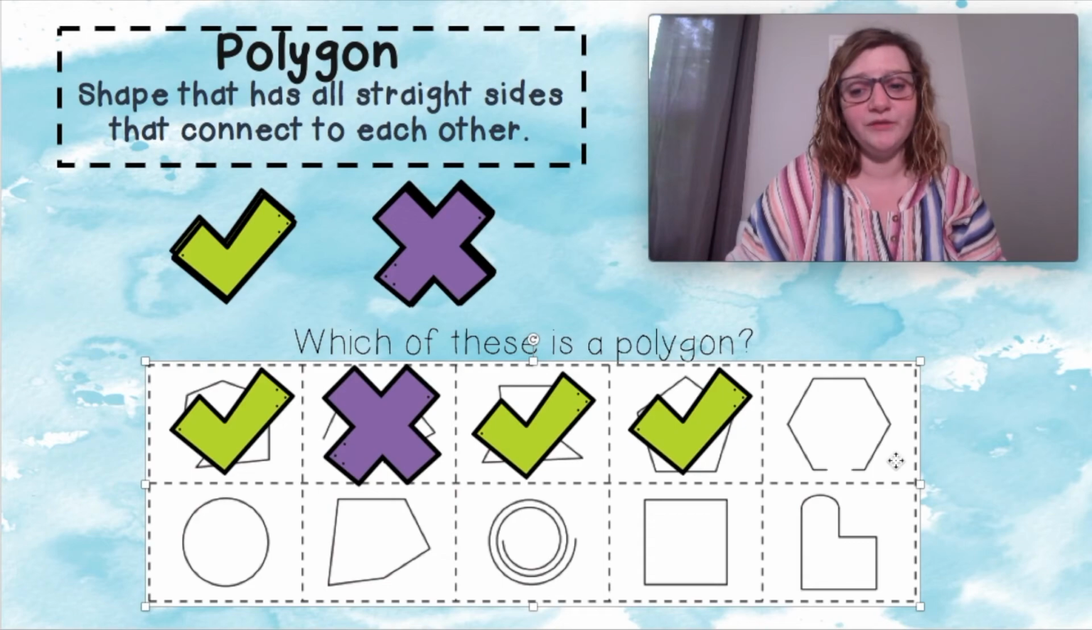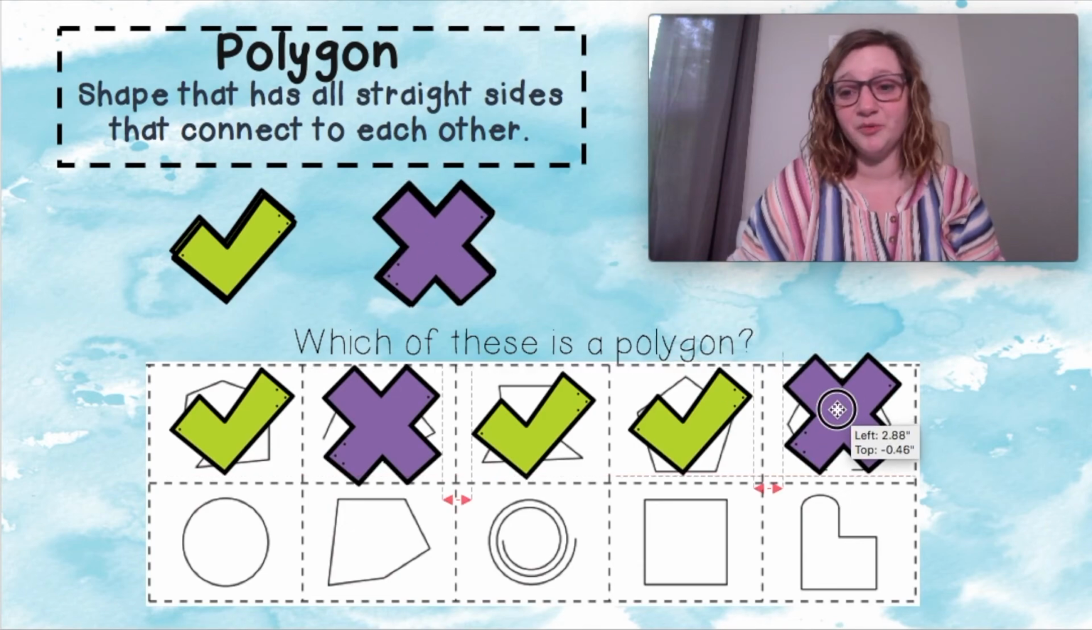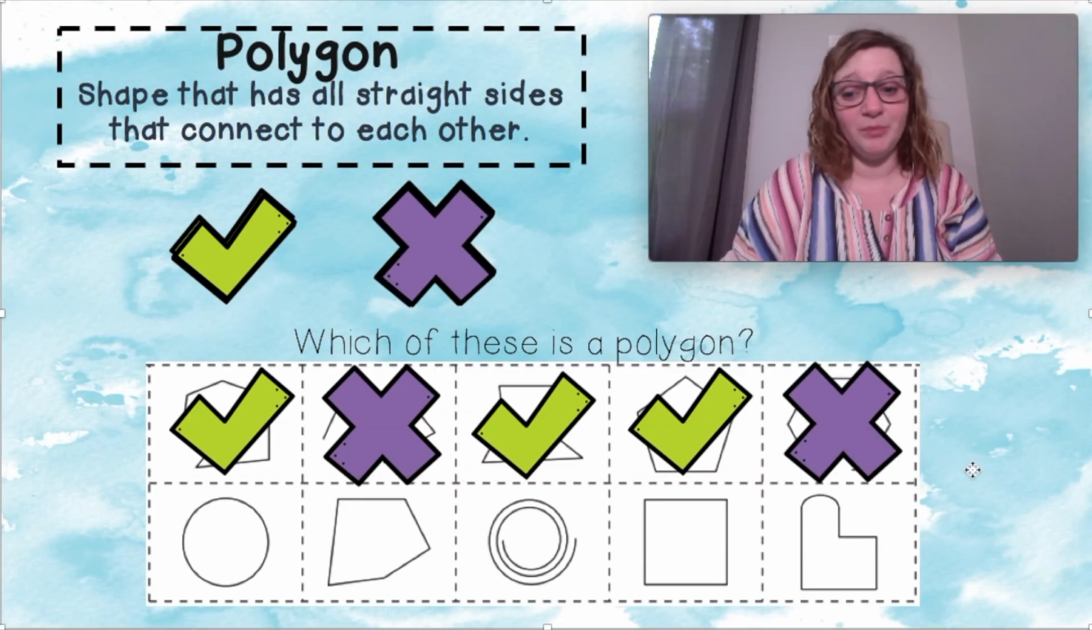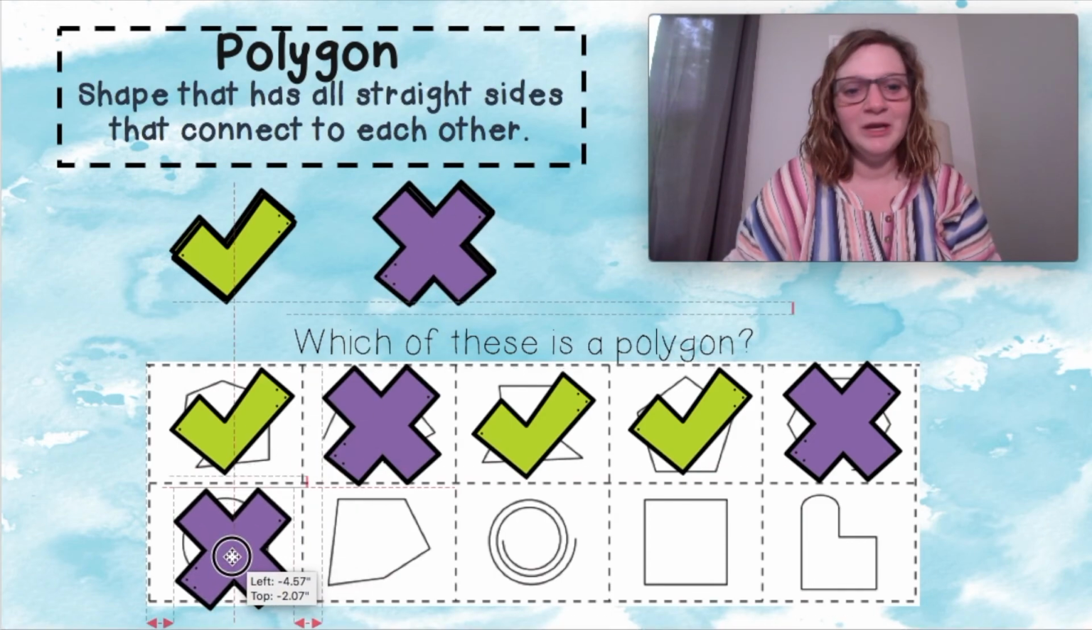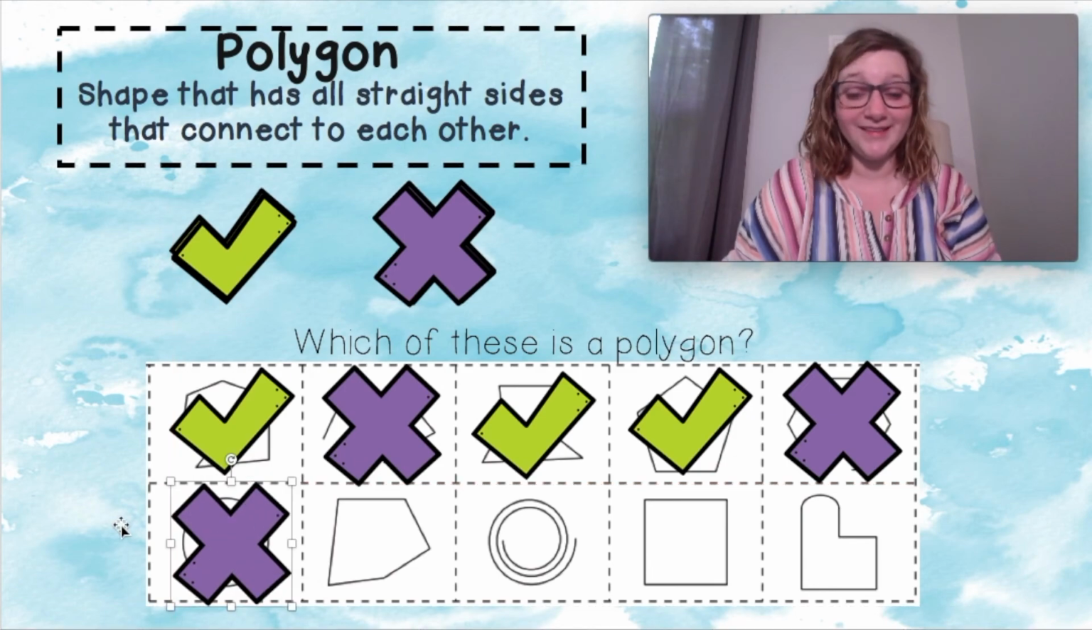Our next one looks pretty familiar too. I see it does have all straight sides. Why would this one not be a polygon? You're correct. It's not totally filled in. There are sides that don't touch. So, yeah, it's not a polygon. Down here, this is our circle. We already talked about that. Is a circle a polygon? No, it's not. It doesn't have straight sides.